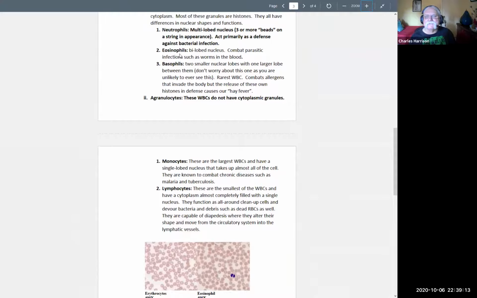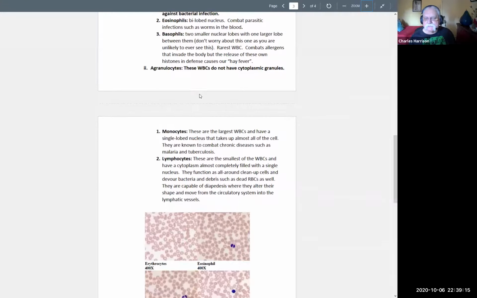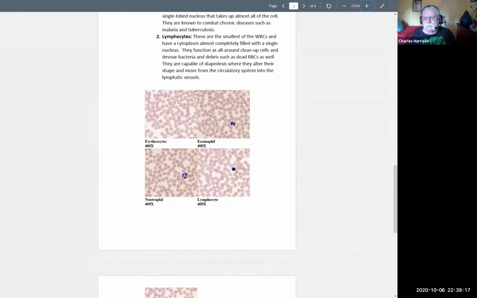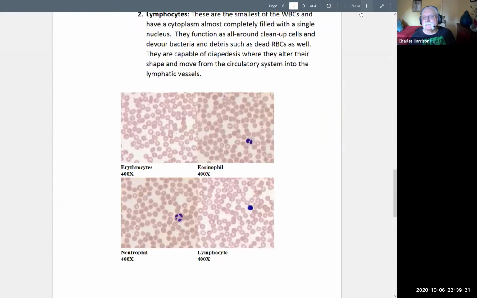The eosinophil. The eosinophil has a bilobed nucleus. Here it is here. I can see the granulation, but you may think it's imagination. Bilobed nucleus.